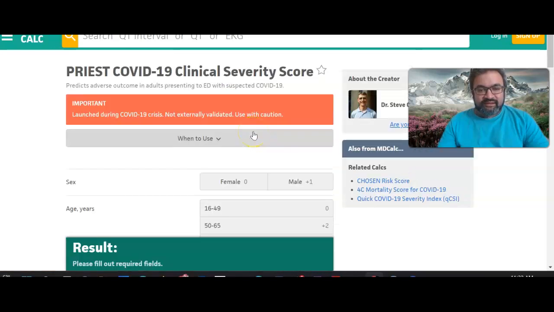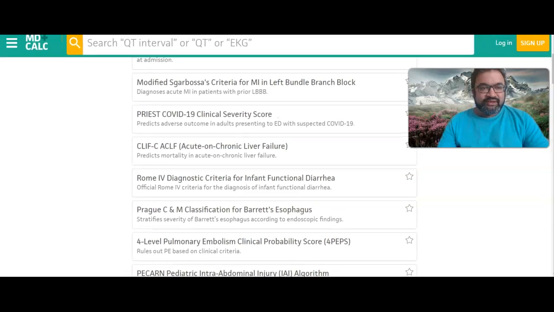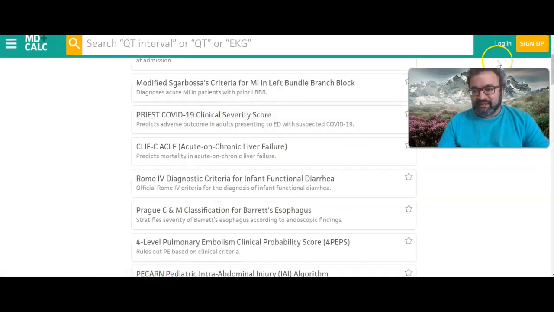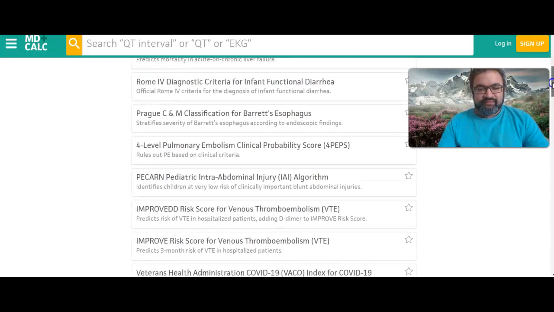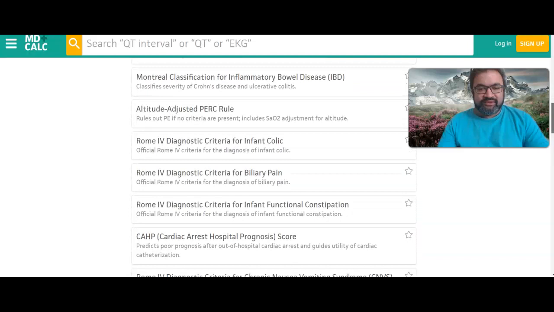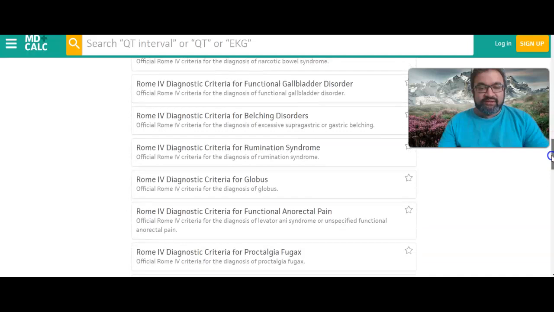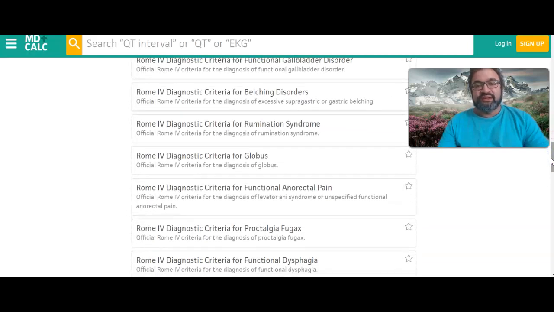There you have it. Here's all of the risk scoring, newest risk scoring, and you can press the star button right next to it, and then take a look at your favorite ones that you refer to all the time. Mortality score for COVID-19, there's so many of those. Biliary pain, and you can narrow down. So these are all the different risk scoring techniques that you can think of.